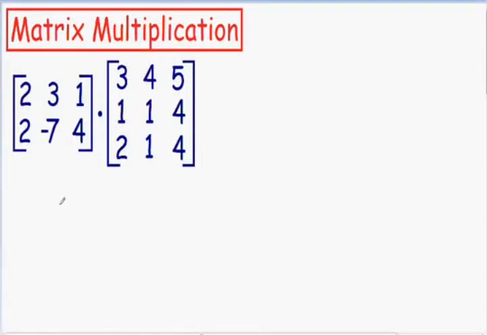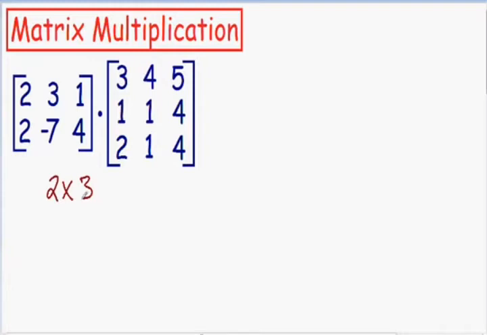So welcome to my video on matrix multiplication. Before I get started with this example, I want to talk about the sizes of each matrix, because not every matrix can be multiplied by another matrix. So let's take a look at the size of this first matrix. In this first matrix we have 2 rows and 3 columns. So this first matrix is a 2 by 3 matrix. 2 rows by 3 columns.